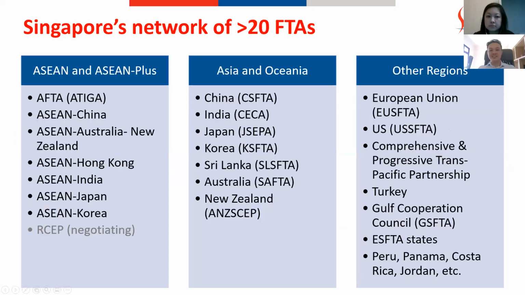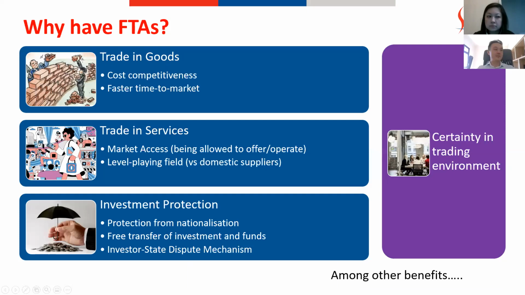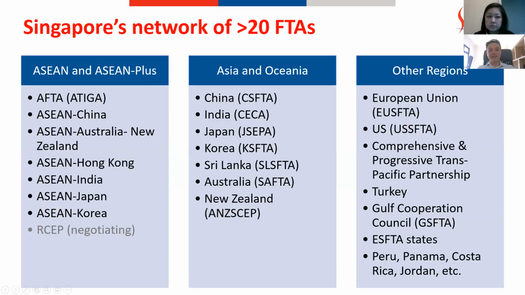Right. So now that we understand what purposes FTAs serve, that is why Singapore has, I think, 25 or 26 FTAs with our major trading partners. I've grouped them in 3 here. The first group we have is ASEAN and ASEAN partners. The ASEAN Trade in Goods Agreement, or ATIGA, is very commonly used. So are ASEAN-China and AANZFTA, that is the one with both Australia and New Zealand.